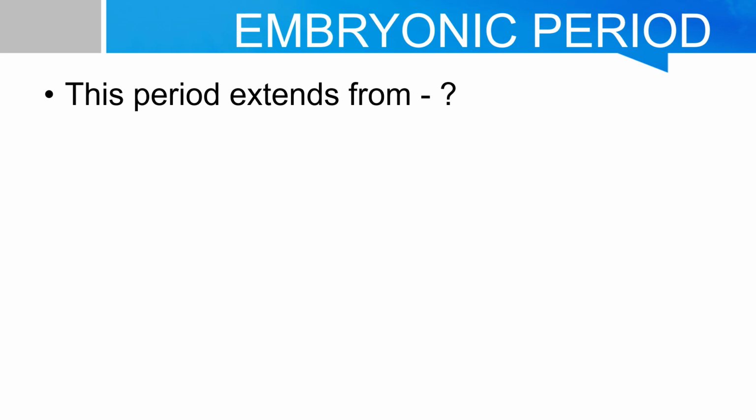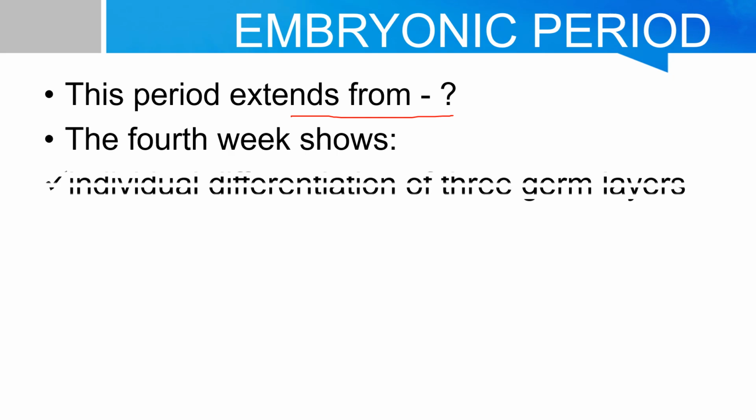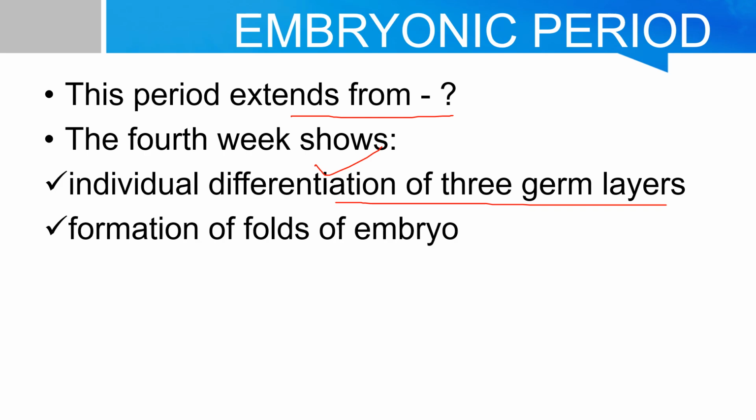This period extends from, we have already seen what this period extends from. Anyone, can you tell? First we will see the 4th week. What are the changes in the 4th week? In the 4th week, mainly the 3 germ layers differentiate. There is individual differentiation of the 3 germ layers and formation of folds of the embryo. Still now they are in the form of a disc-like appearance.